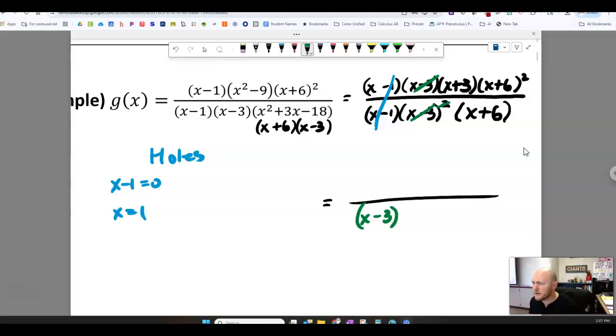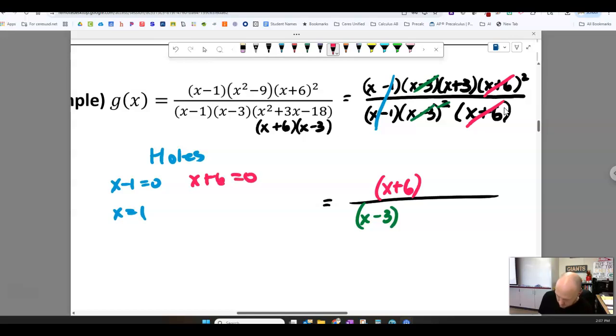What else is shared? Looks like here I have an x plus 6. We'll do pink. X plus 6. I do have one that still survives in the numerator, but because it was shared in the denominator, it is a hole. X plus 6 equals 0 gives us x equals negative 6.